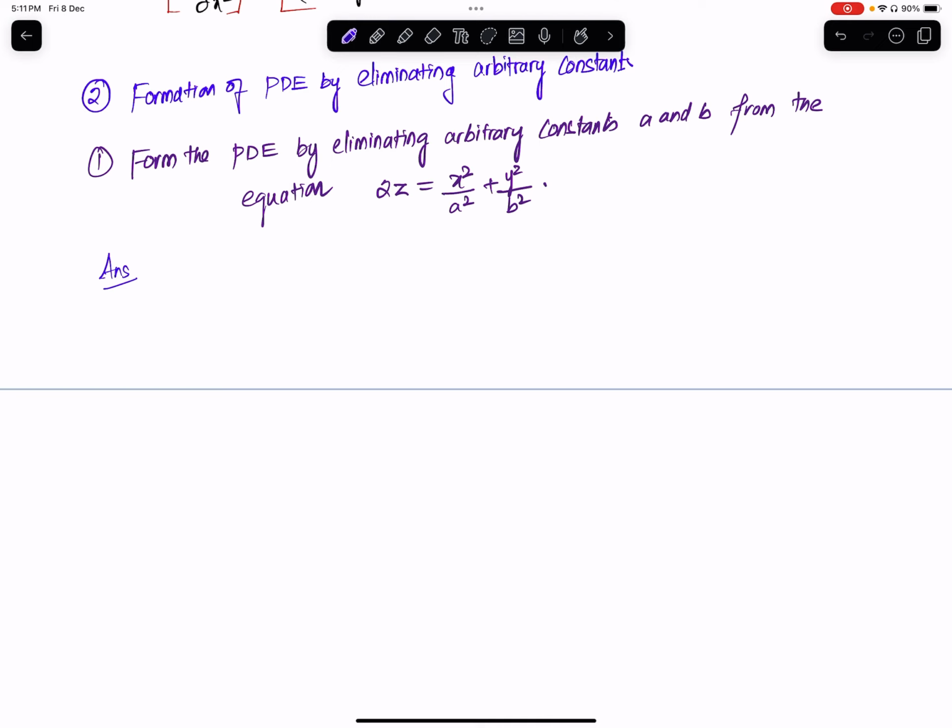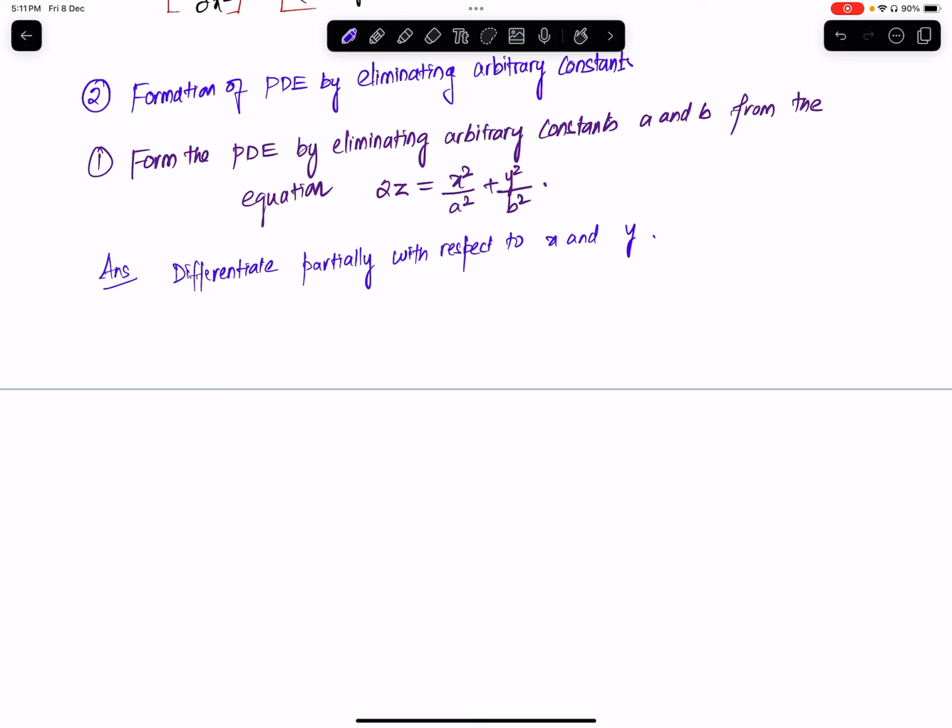So differentiate. You can write in this way, but it's up to you. Differentiate partially with respect to x and y. First, I am going to find the partial derivatives with respect to x and y.